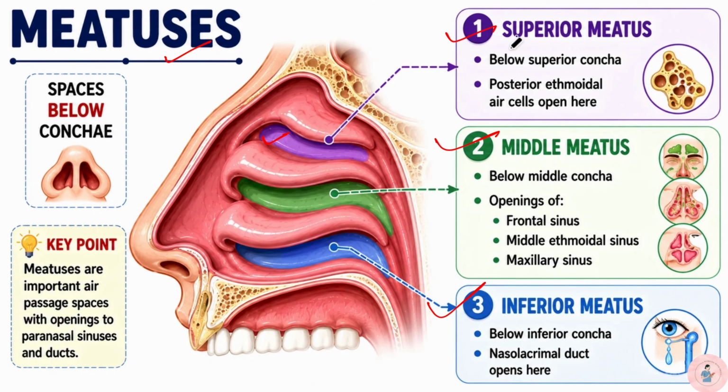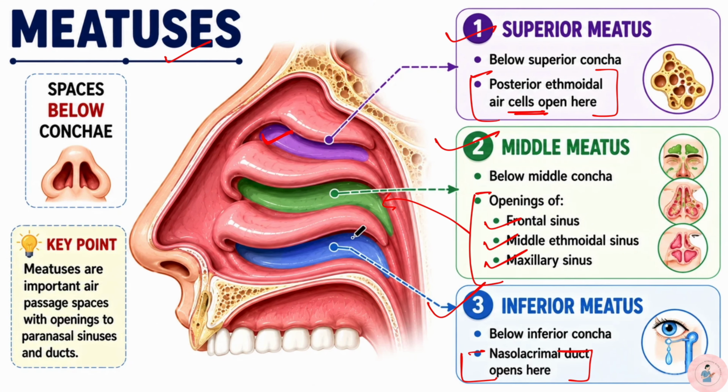जो सुपीरियर मीटस है यहाँ पे this is the opening which is the posterior ethmoidal air cell opening. इसका जो भी सिक्रीशन है would be drained here. Then we have middle meatus. Middle meatus के अंदर the opening of frontal sinus, middle ethmoidal sinus and maxillary sinus जो है are drained here. Then we have the inferior meatus which is the largest one. यहाँ पे nasolacrimal duct present है.